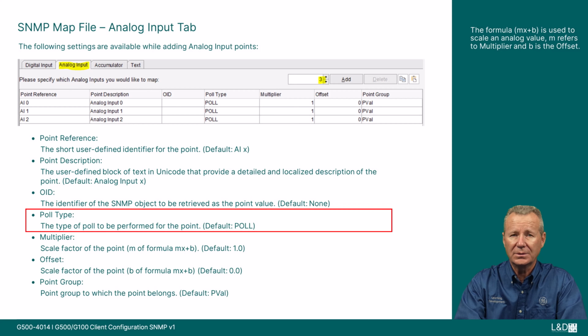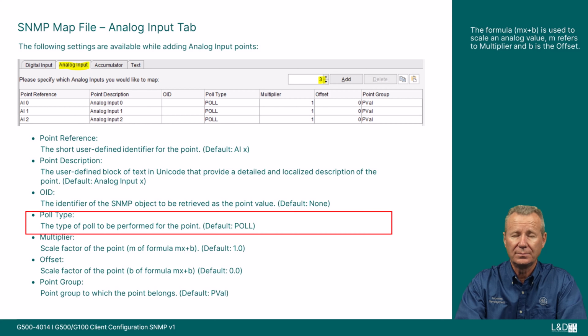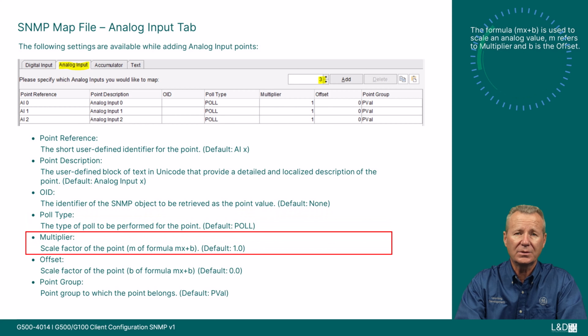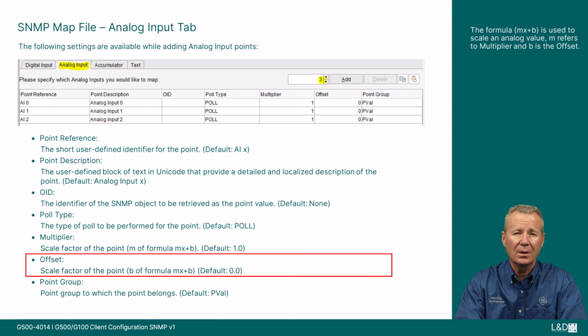Poll type is the type of poll to be performed for the point. The default type is poll. Multiplier is the scale factor of the point, m of the formula mx plus b. The range is the full range of a 64-bit float, and the default multiplier is 1.0. Offset is the scale factor of the point, b of the formula mx plus b. The range is the full range of the 64-bit float, and the default offset is 0.0.